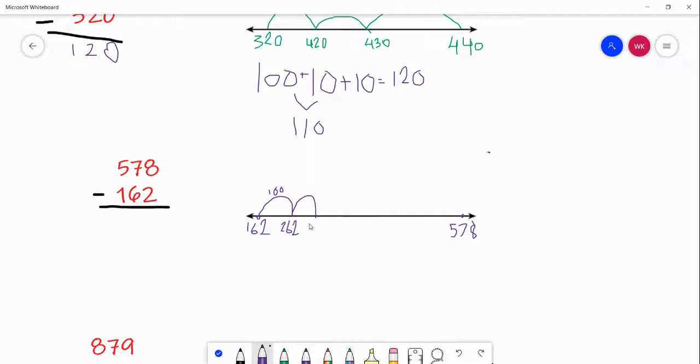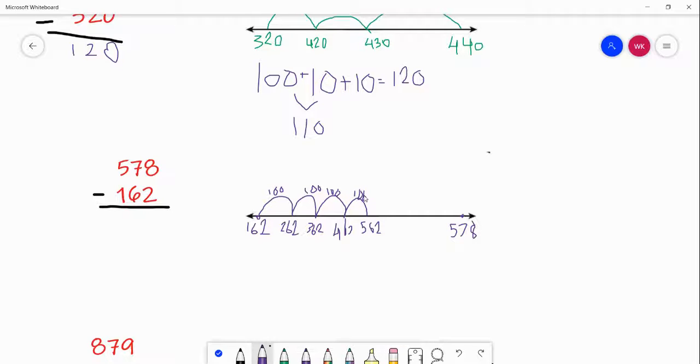Another 100 to give us 362. Another 100 to give us 462. And another 100 to give us 562. And we're going to stop there with the hundreds because we are at 500. And that's where we needed to get to from our other addend that we were adding, 578. All right, and I'm just going to label these that these were hundreds.